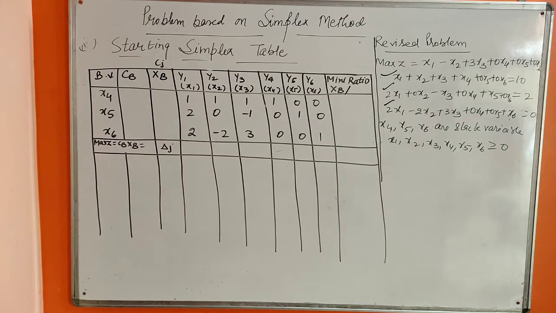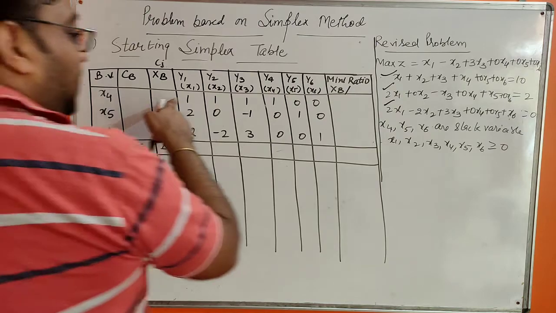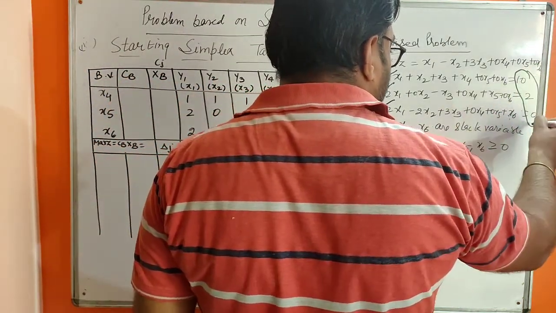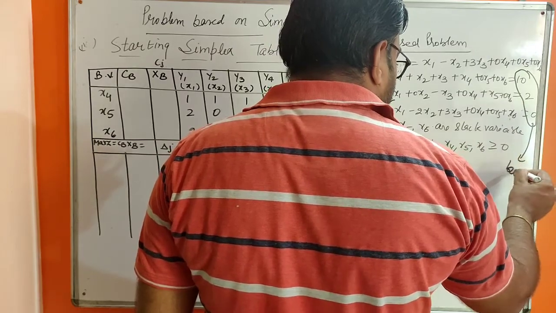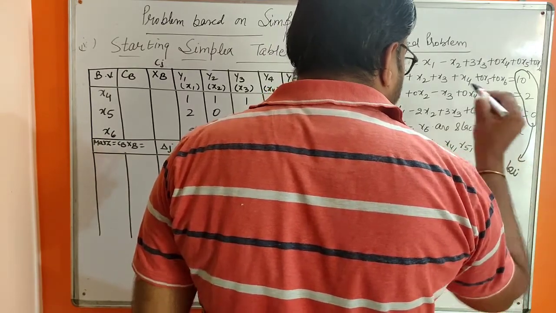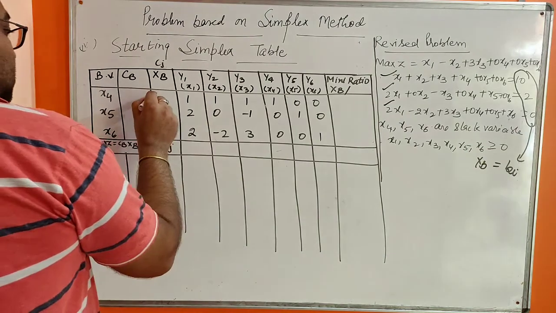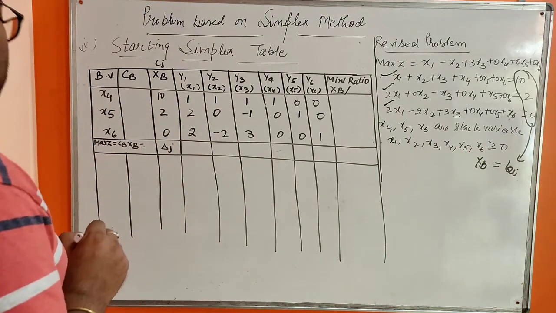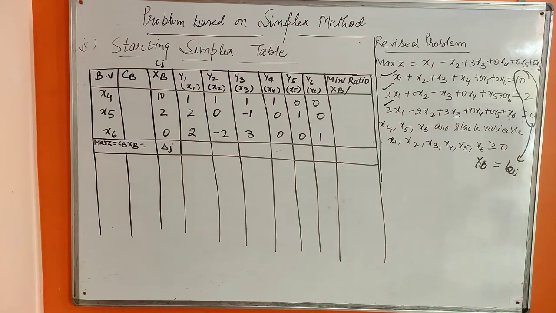Now what is the xb? xb is the right hand side of each equation, that is, xb represents the bi's. So 10, 2, 0. Now we have to identify Cj.